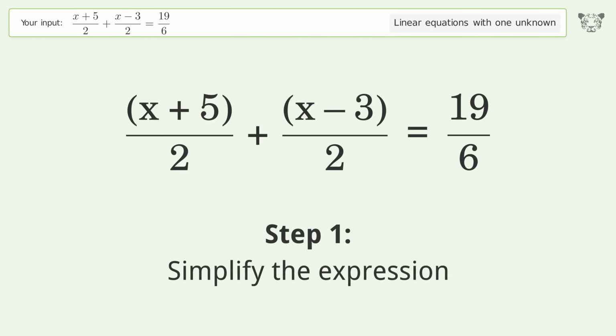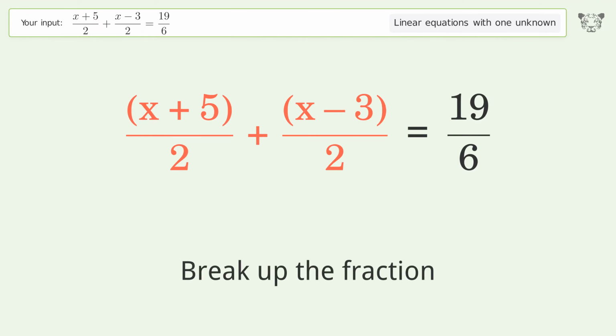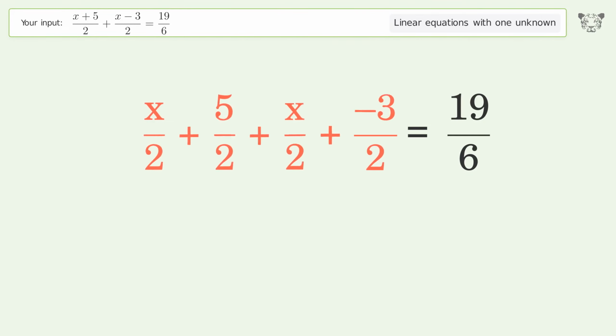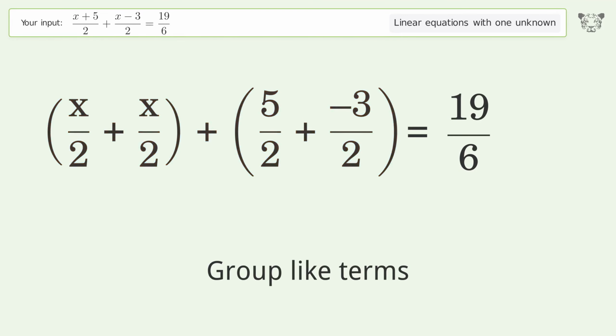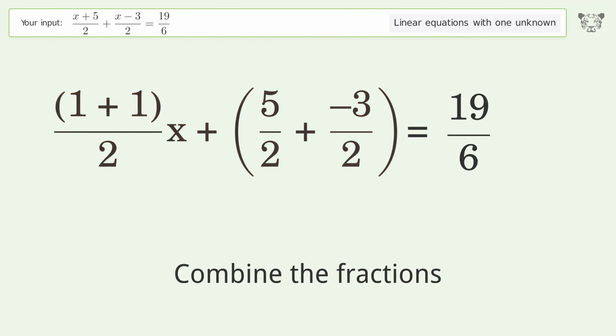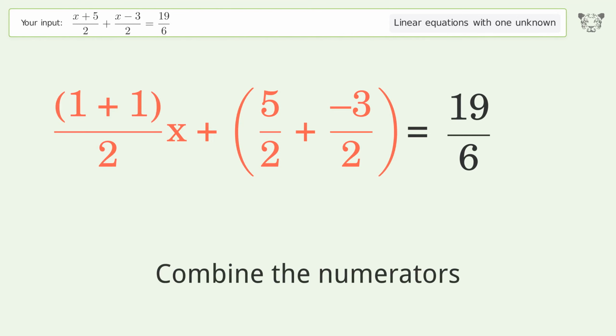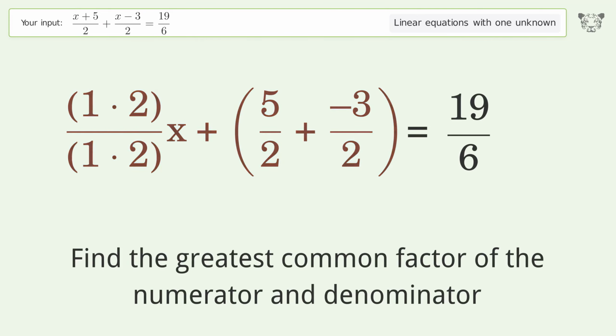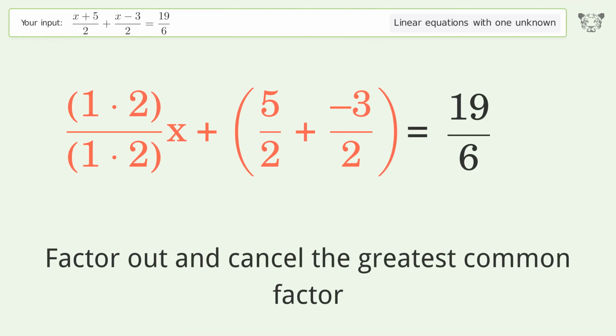Simplify the expression. Break up the fraction. Group like terms. Combine the fractions. Combine the numerators. Find the greatest common factor of the numerator and denominator. Factor out and cancel the greatest common factor.